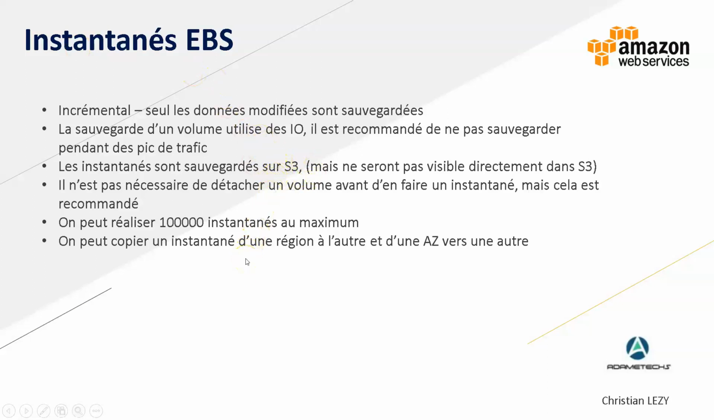A snapshot can be copied from one region to another and from one availability zone to another. This is done by creating an Amazon image from a snapshot. Since our volumes are locked to availability zones, in order to move them from one zone to another, we will have to make a snapshot, copy it to another zone and restore it in this other zone in order to have the contents of our image.